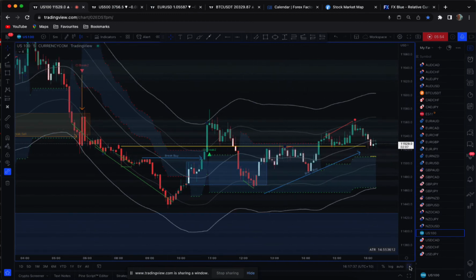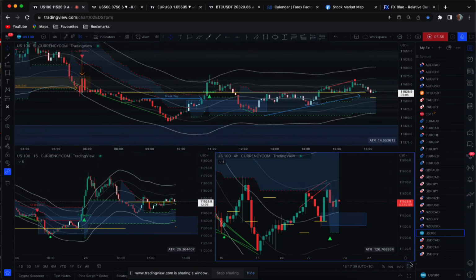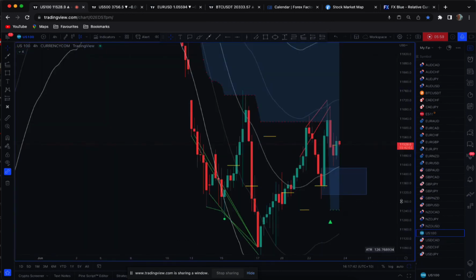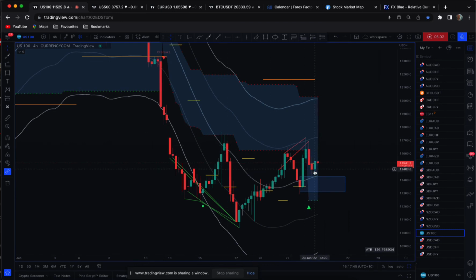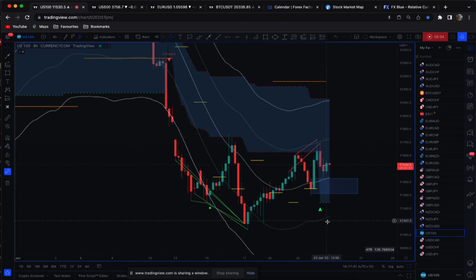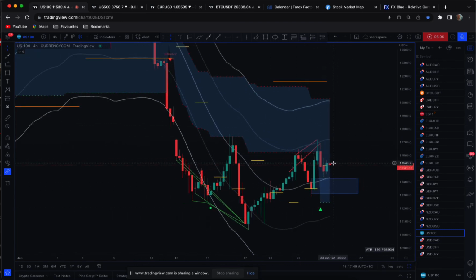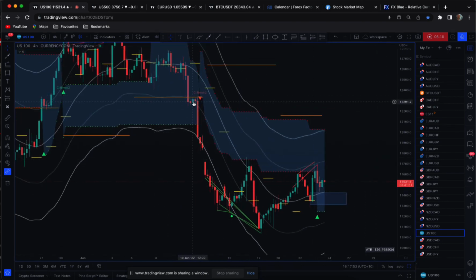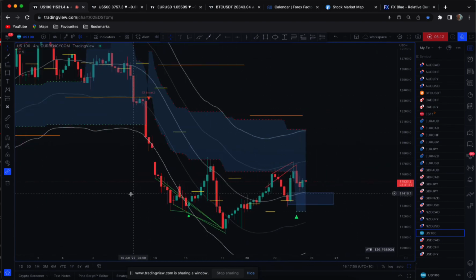Coming back at the moment, this is still ranging sideways with no clear direction as to whether this is going to break north and revisit these levels up here or otherwise.